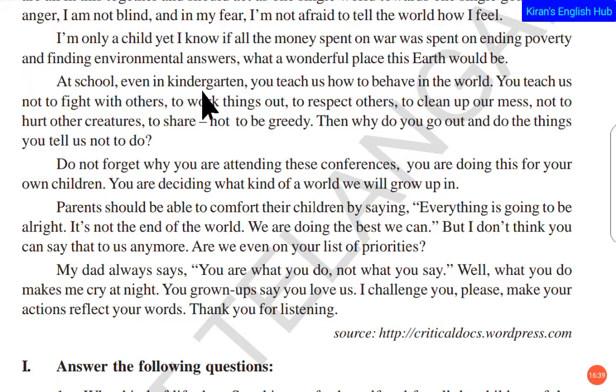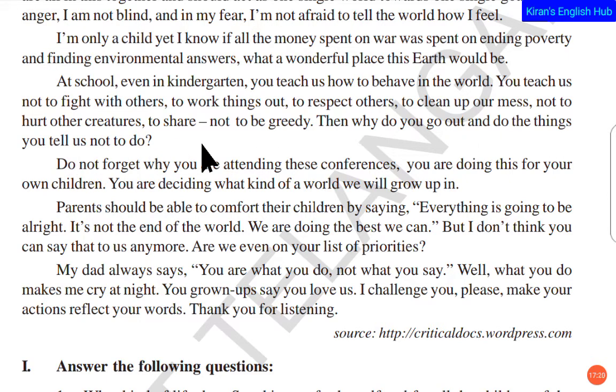At school, even in kindergarten, you teach us how to behave in the world. In kindergarten, like KG and PG, teachers teach kids how to live in the world. You teach us not to fight with others, to work things out, to respect others, to clean up our mess, not to hurt other creatures, to share, not to be greedy. Do not fight, do not get angry, do not beat others. All these morals we learn in LKG and UKG. Then why do you go out and do the things you tell us not to do?